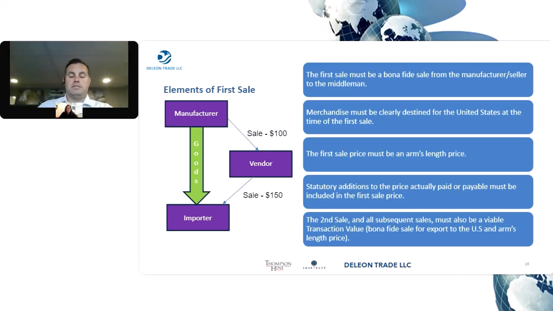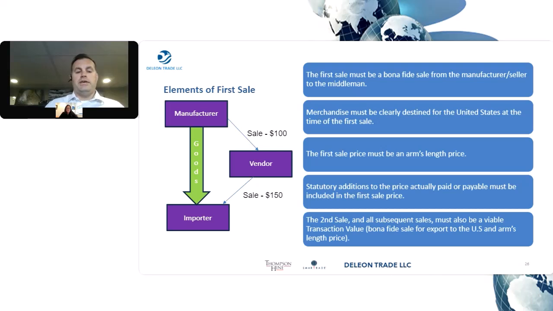Some of the other requirements you have to meet, like early on, I said each sale has to be a bona fide sale. So you have to have a bona fide sale between the manufacturer and the vendor, and a bona fide sale between the vendor and the importer. The thing I'll say about bona fide sales is CBP has put a very heavy emphasis on whether or not the middleman is actually a bona fide seller, because there's this issue that we call flash title. It's also called simultaneous passage of title if you look in the CBP Informed Compliance publication on bona fide sales.